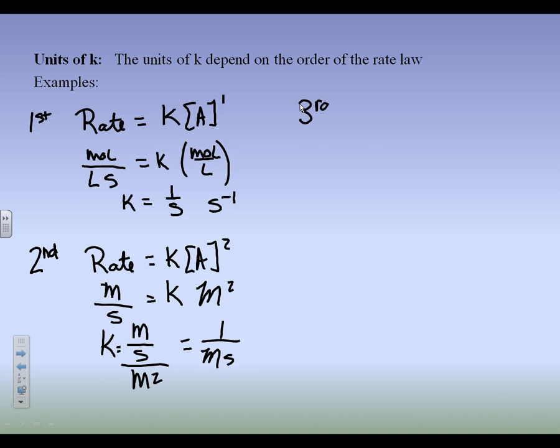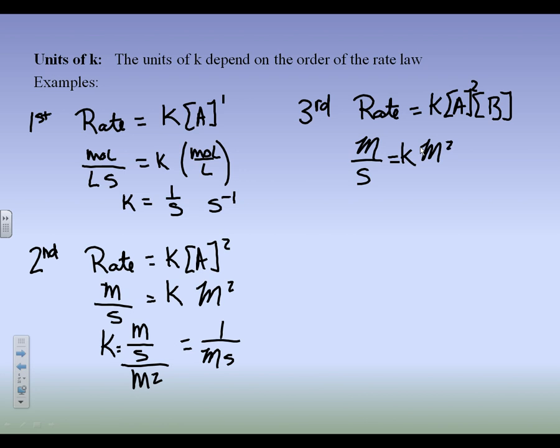A third order reaction. So let's say my rate law is K times A times B. Oh, let's put a little squared in here by the A. What would my units of K be? We're going to do molarity over seconds. It's always your rate. Solving for K, this is molarity squared times molarity. So that's really molarity cubed. Rearrange, solve for K. I do end up with 1 over molarity squared seconds. Okay? Easy way to look at it.